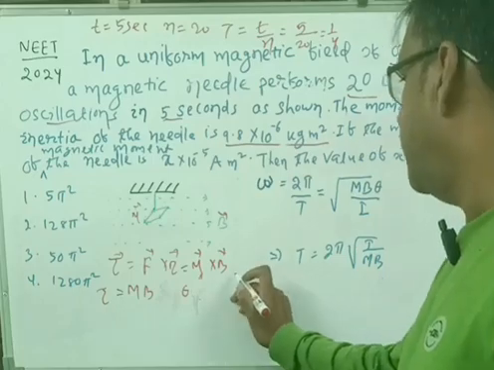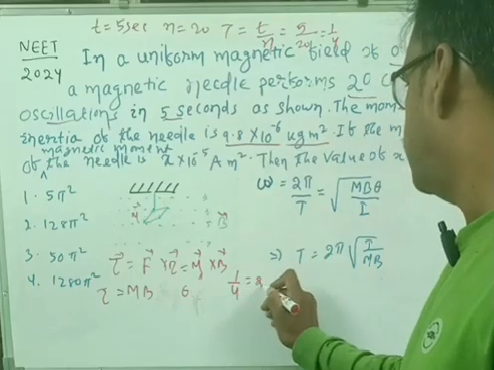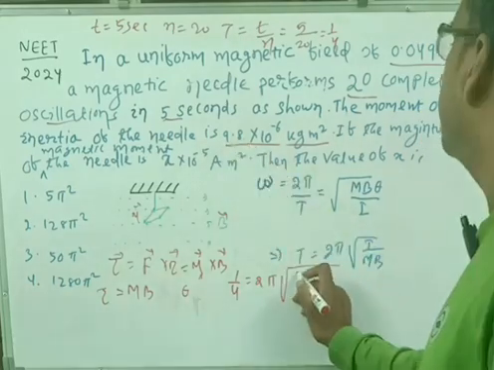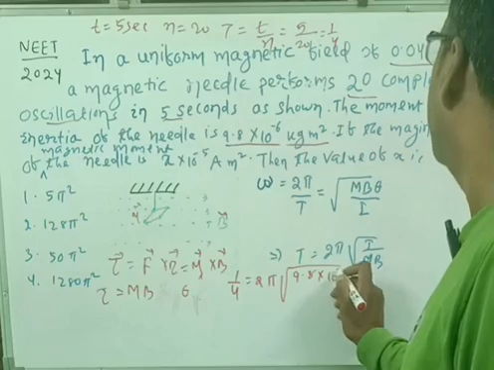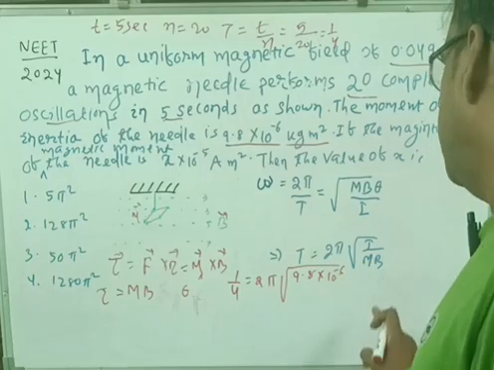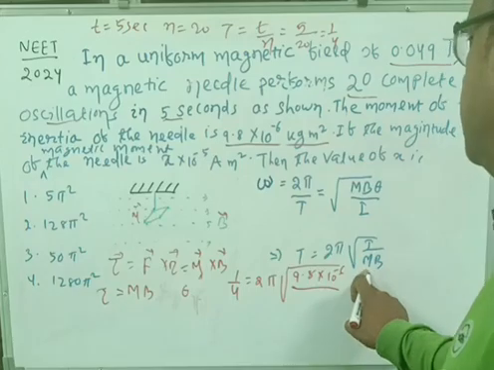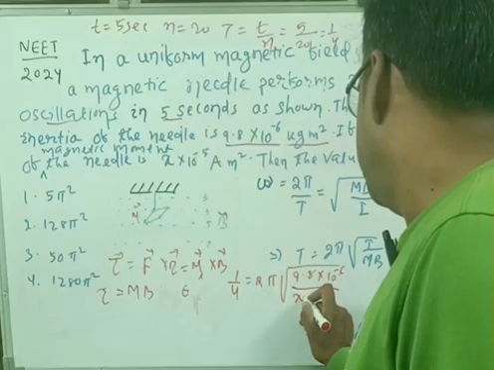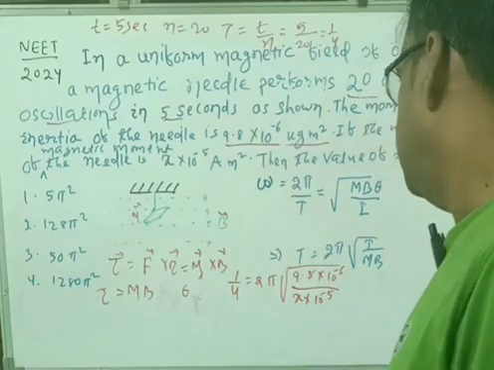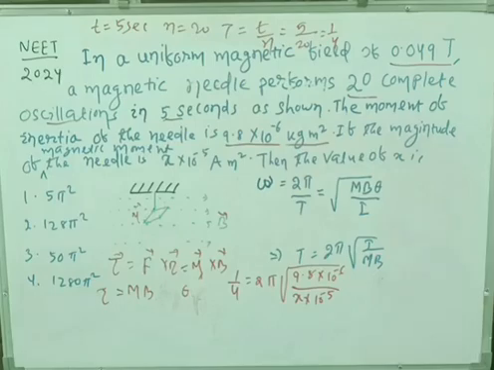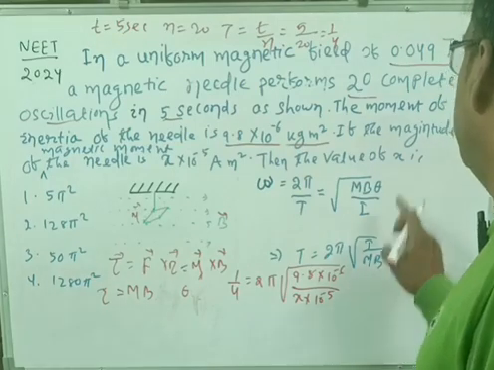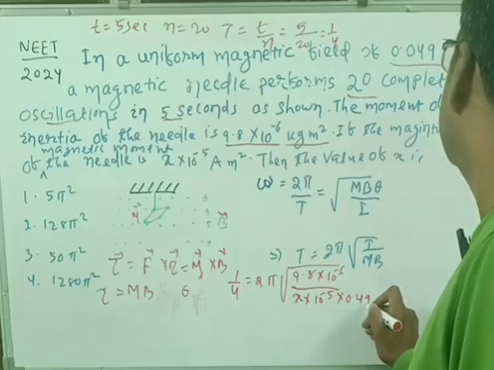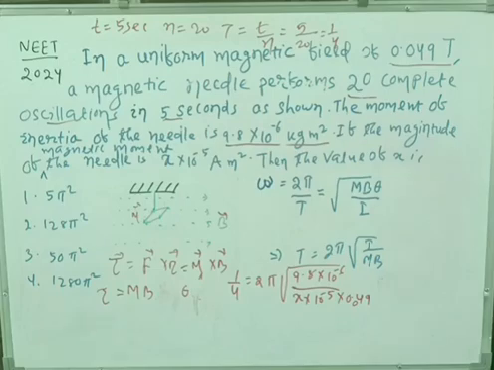Here we may write 1 by 4 is equal to 2π into root over, what is the moment of inertia? It is given 9.8 × 10^-6 kg m². And what is M, the magnetic moment of the needle? It is given x × 10^-5. And what is B? B is given 0.049 Tesla.